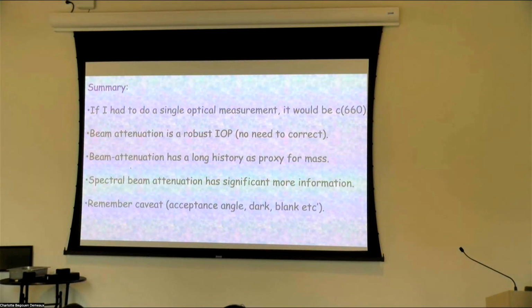So to summarize, if I had a single optical measurement, it would be this. Beam attenuation is a robust IOP, you don't need to correct it. It has a long history as a proxy for mass, and different kinds of mass depending on what you're studying in the environment. The spectral has significantly more information, but remember, it's a function of acceptance angle, you need darks, you can worry about your lamps, etc.